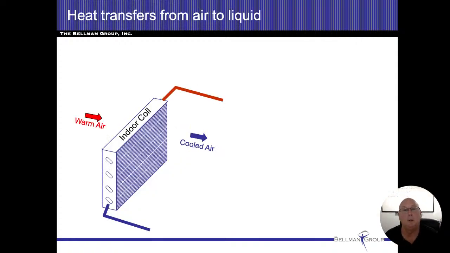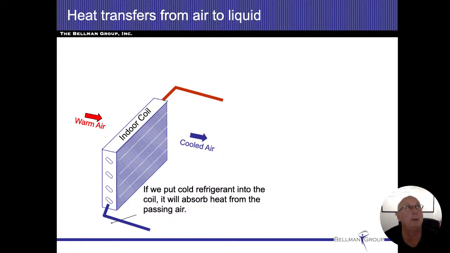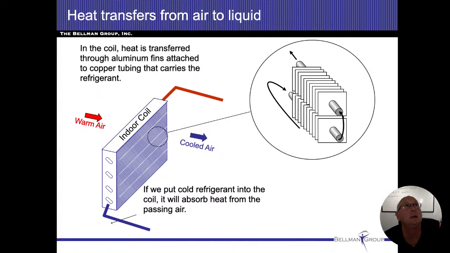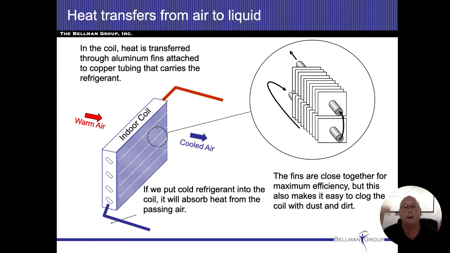All right. So how do we get the heat basically from the room air or the outside air? How do we get it to the refrigerant? All right, so let me pop up a few slides here and we can talk about these things.